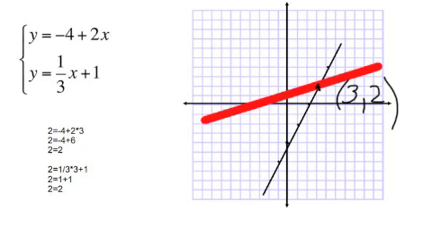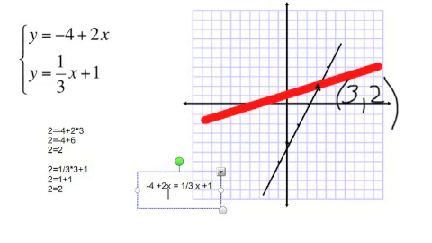Since my equation is already in y equals form, I'm just going to drop the y and set the two equations equal to each other. So I'm going to have negative 4 plus 2x equal to 1/3 x plus 1. The next thing I need to do is combine the two x's together and combine the two non-x values together.